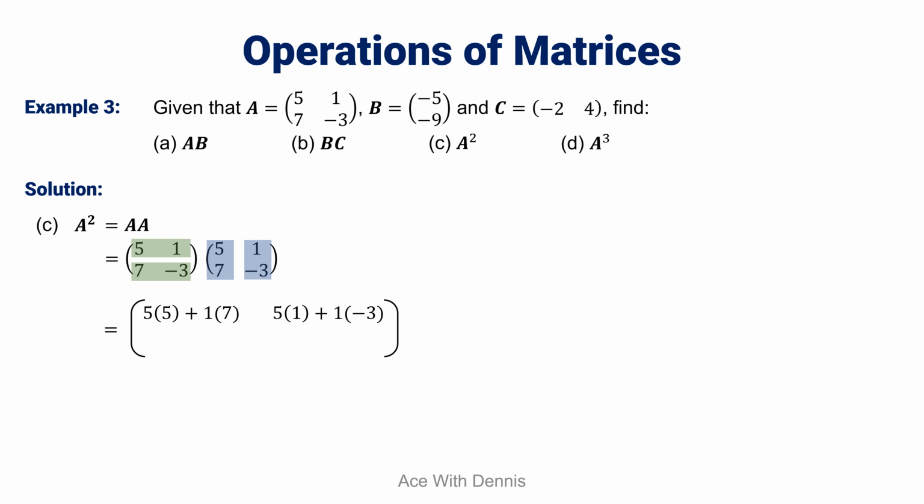So the next element will be 5 times 1 plus 1 times -3. Then move on to the next row. The element will be 7 times 5 minus 3 times 7. And the last element will be 7 times 1 minus 3 times -3. Then we calculate everything together. We'll have matrix 32, 2, 14, 16.